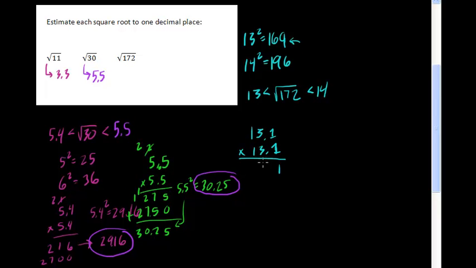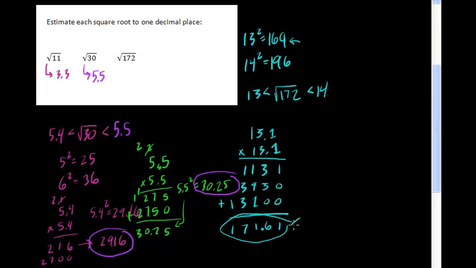1 times 1 is 1. 1 times 3 is 3, and 1 times 1 is still 1. Place value. 3 times 1 is 3, 3 times 3 is 9, and 3 times 1 is 3. Again, more place value. 1 times 1 is 1, 1 times 3 is 3, and 1 times 1 is another 1. Now I want to add these up. We add up the 1's here. 3 plus 3 is 6, 9 plus 2 is 11, 3 plus 3 is 6, plus 1 is 7, and then 1 more, and then we carry that place value. Really close, right? So 13.1 squared equals 171.61.